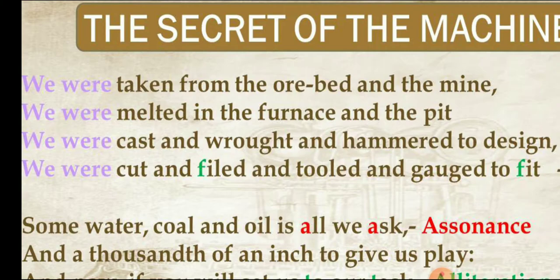So how they are made means they are taken from the orbit and the mine. Then after that, they were melted in the furnace and the pit and they are cast and wrought. So hard metals like iron are beaten and hammered in order to design, and after that they were cut and filed. So filed means they were smoothened, softened and shaped and measured to fit.